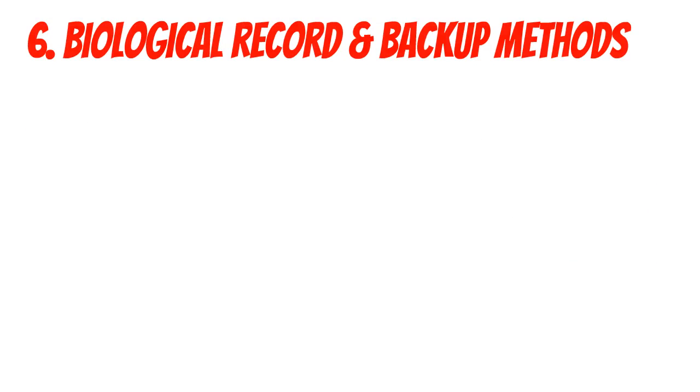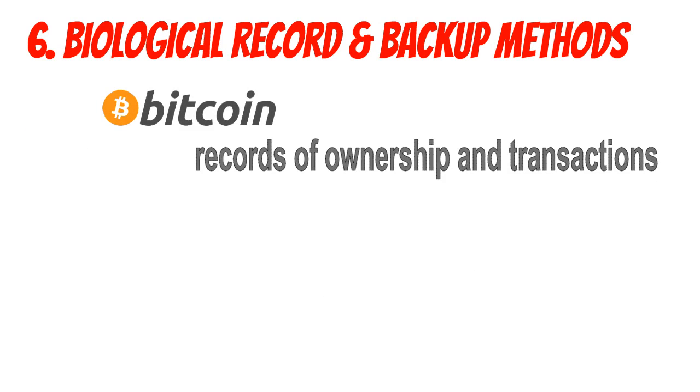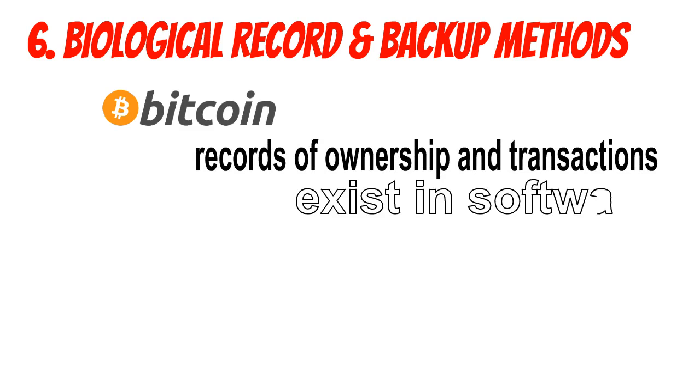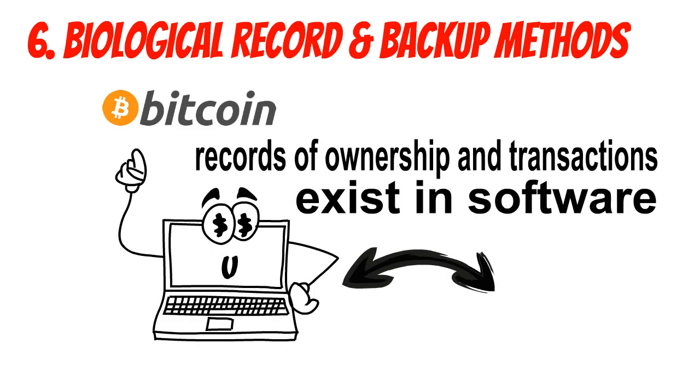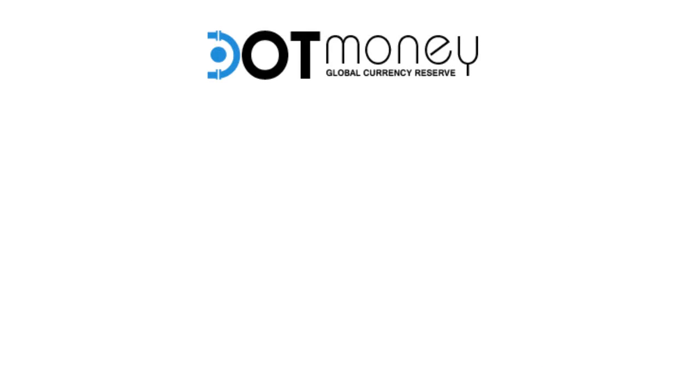6. Biological record and backup methods. Bitcoins and their associated records of ownership and transactions exist in software that resides online on a distributed network of computers around the world. DotMoney records exist in the form of electronic distributed network records.